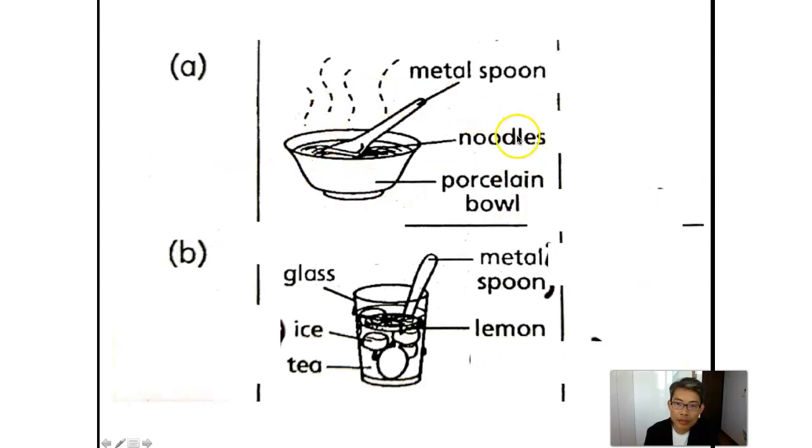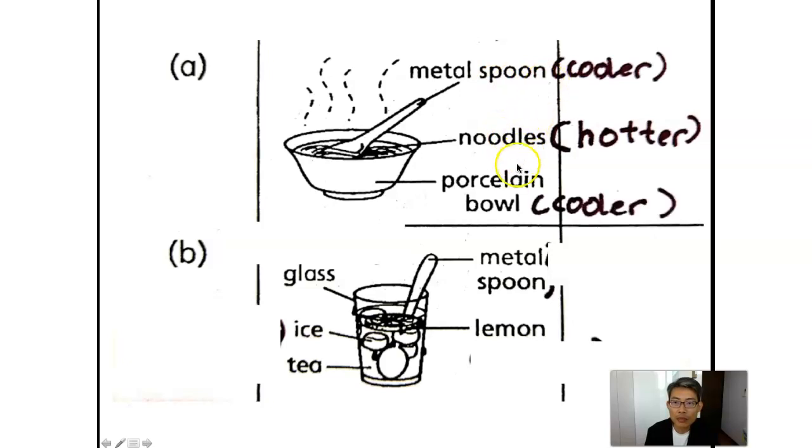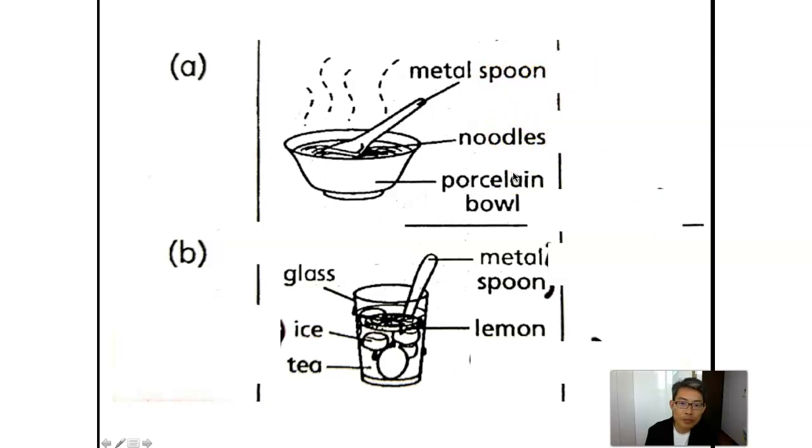So let's take a look at this. Clearly, the bowl of noodles is hot because you see all this hot mist escaping from the surface of this soup, evaporating. The metal spoon and porcelain bowl are all in its surroundings. The hot noodles definitely are losing heat to the cooler metal spoon and the cooler porcelain bowl.